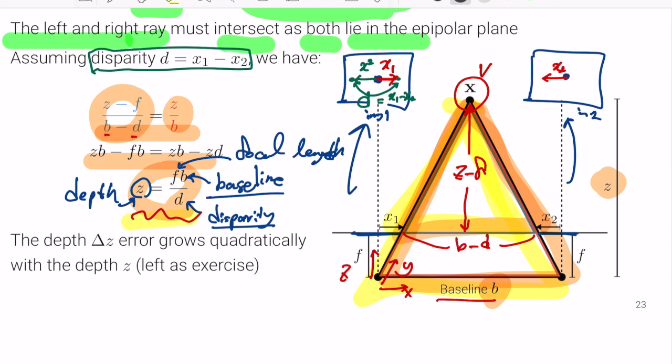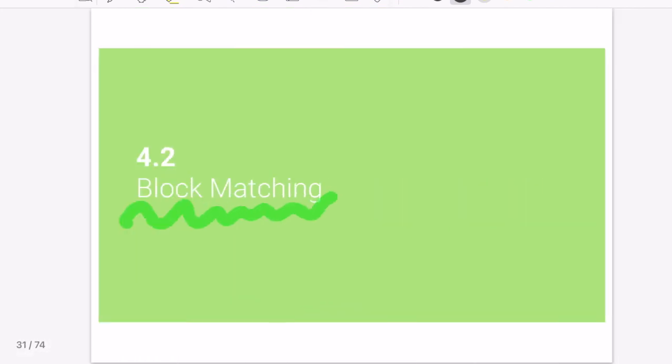Then finally, we can get the very simple equation z is equal to f times b over d, where z is the depth, f is the focal length, b is the baseline, and d is the disparity. Because the focal length and baseline are predefined or pre-computed during calibration, we can convert depth to disparity or disparity to depth by using this equation.